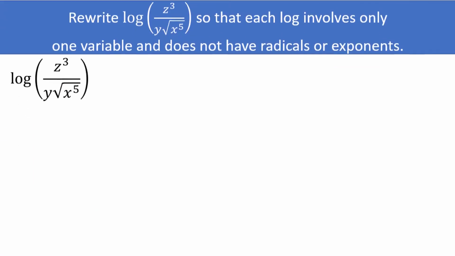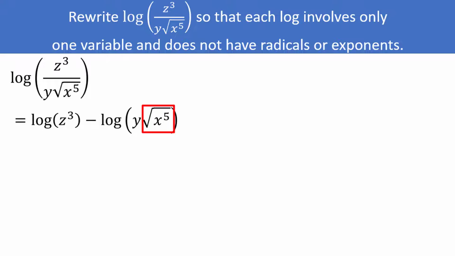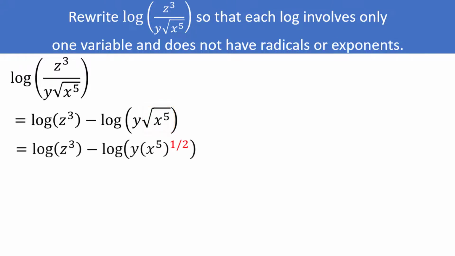Let's try another one. We have log of z to the 3rd power divided by y square root of x to the 5th. We can do this in a few different orders, but maybe I'll start by splitting this into two logs using the log of a quotient property. We have log of z to the 3rd minus log of y times the square root of x to the 5th. On the second log, I know that the square root of anything is the same thing as the 1/2 power, so I can rewrite the problem with x to the 5th power raised to the 1/2 power. We can multiply the exponents to get x to the 5/2 power.